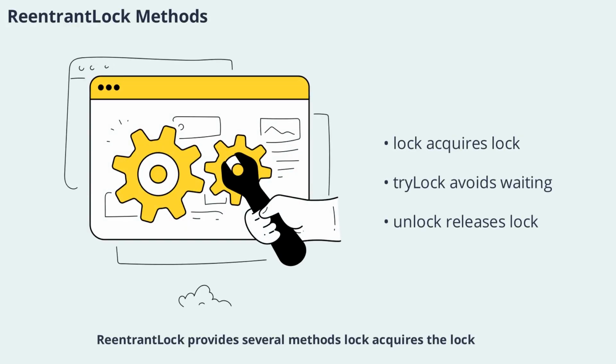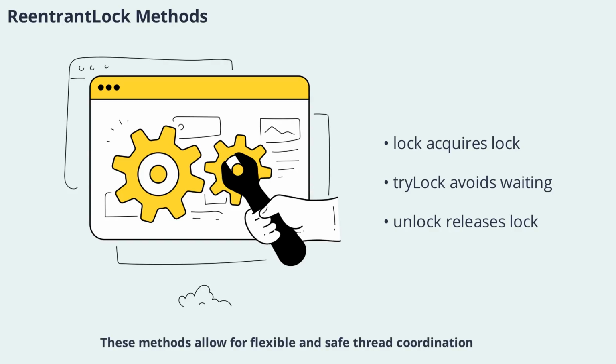ReentrantLock provides several methods. lock acquires the lock, tryLock attempts to acquire without waiting, tryLock with timeout waits for a specified time, unlock releases the lock, and lockInterruptibly acquires the lock unless interrupted. These methods allow for flexible and safe thread coordination, preventing deadlocks and improving performance.